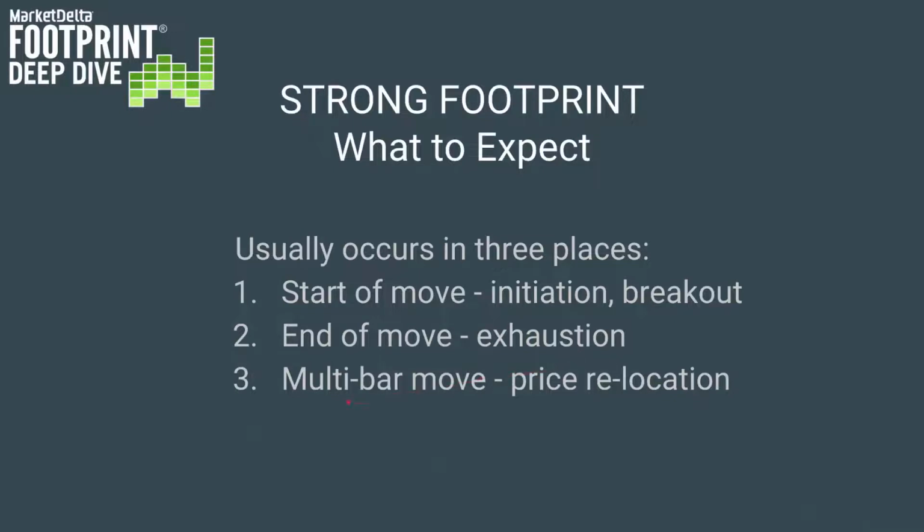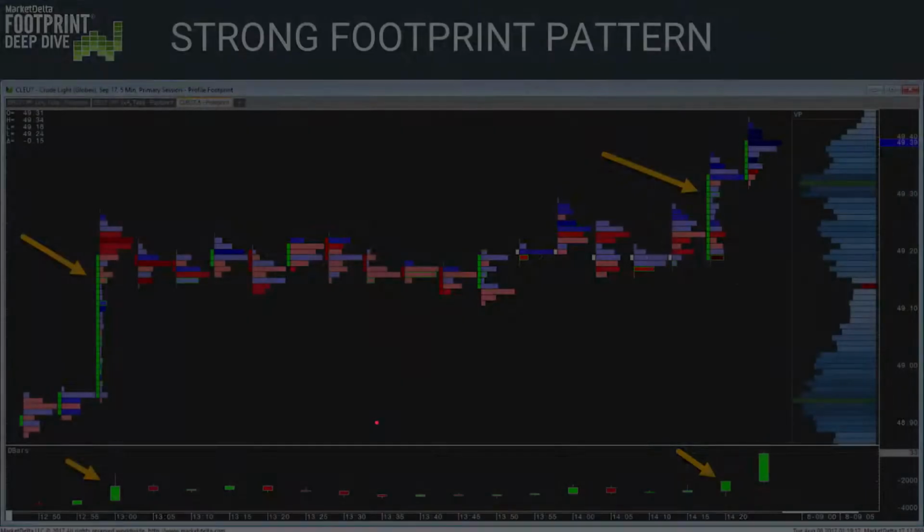And then multi-bar move, this is an area where we get price relocation, where you have strong bar after strong bar after strong bar. That is a very strong pattern. That is indicative of strength, but it's also conveying price relocation from one area to the next. And you'll see that pattern sometimes.